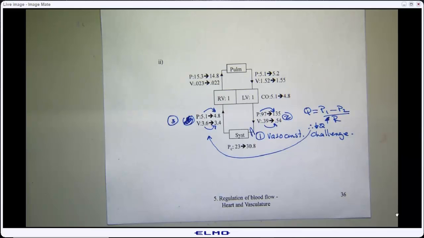So now what do you want to do? Those are the 2 we should nail. No problem. Now what? Where are you going to go? Trying to predict pulmonary artery pressure and pulmonary vein pressure.